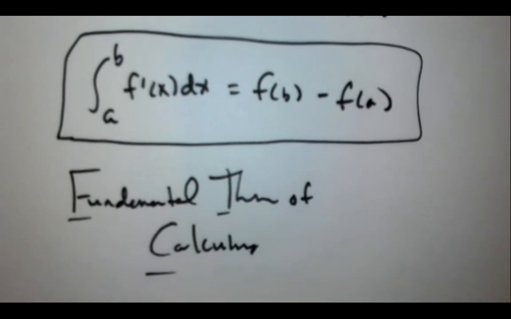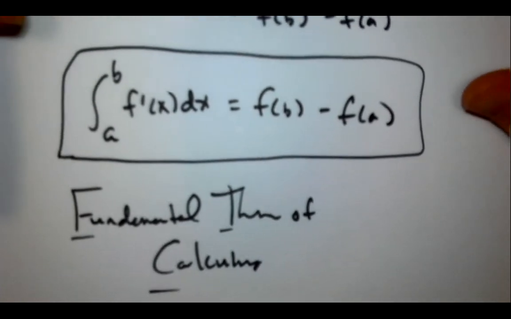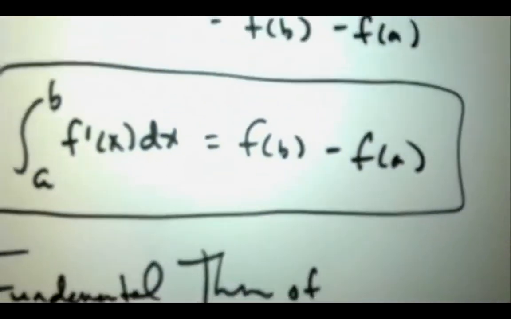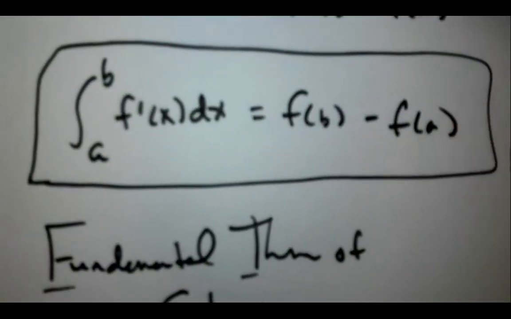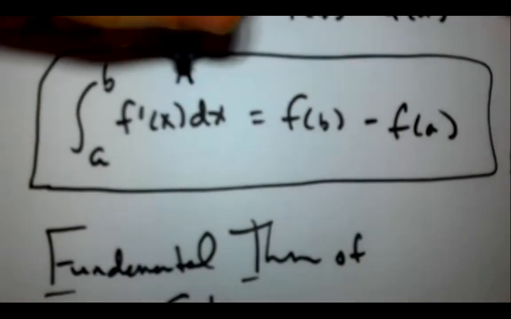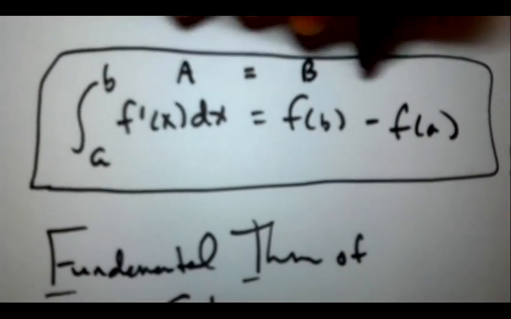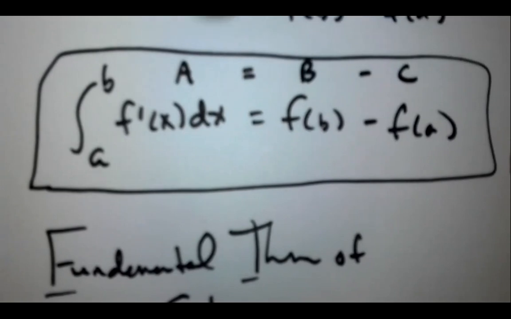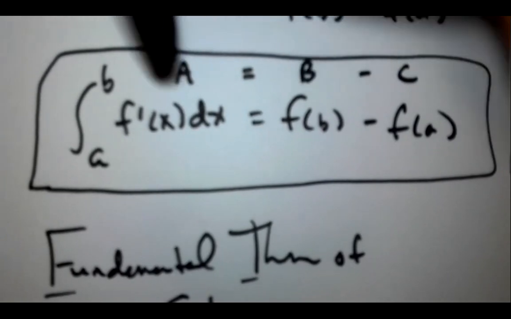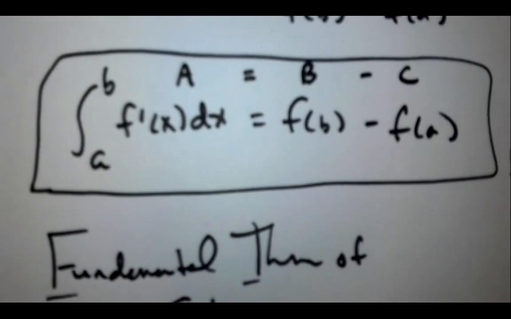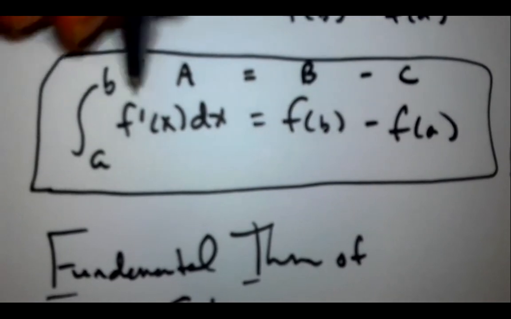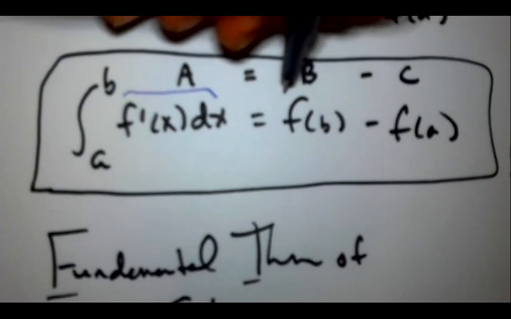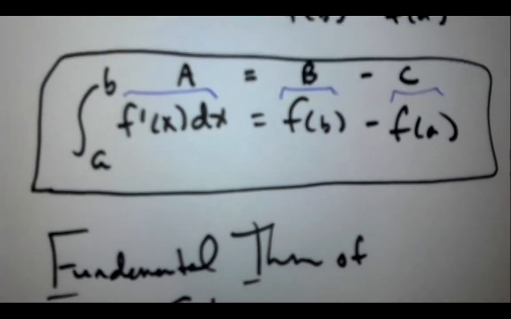Okay, so when it comes to this formula, we want to think of it as having three pieces. So I'm going to think of this as A equals B minus C, or X equals W and Y, or X, Y, Z, or whatever three letters you want. Just picture these as three blocks, three pieces that can move. So the first part is the integral, second part's f of b, and the third part's f of a, and we can move these pieces around.